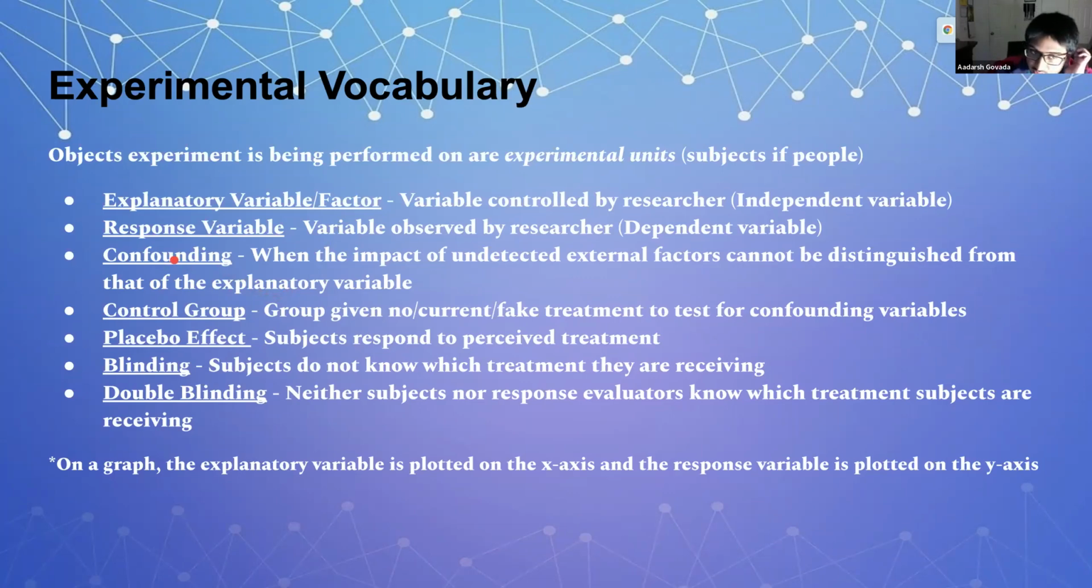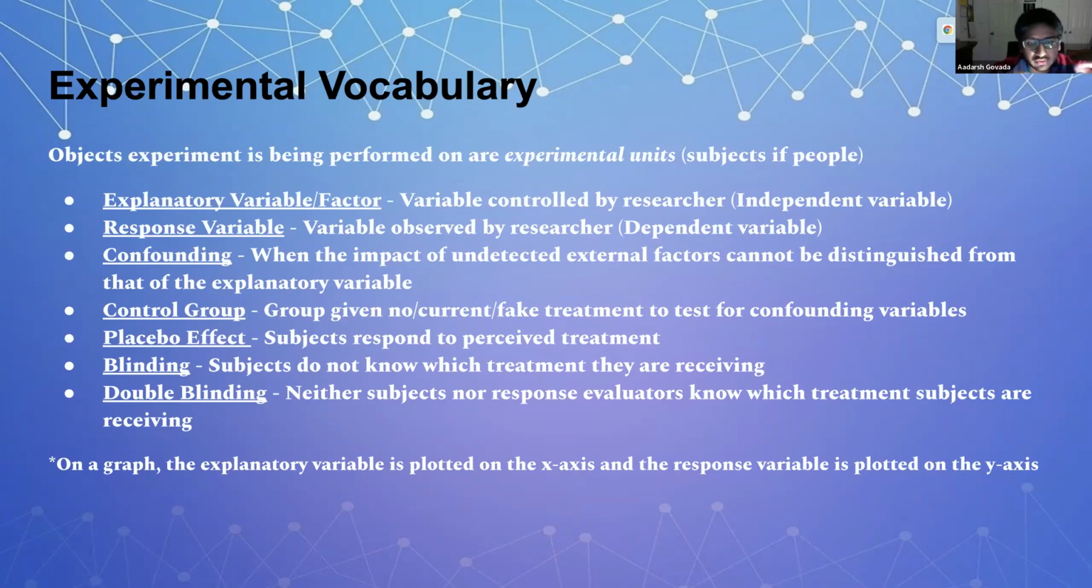Then confounding variables, or anything confounding, means when the impact of undetected external factors cannot be distinguished from that of the explanatory variable. So what that means is you can't tell if the difference in the response variable is caused by your explanatory variable that you're testing, or a confounding variable, something from outside of your experiment, and you can't tell what that is. If you can't identify which is causing the change in the response variable, that is confounding.